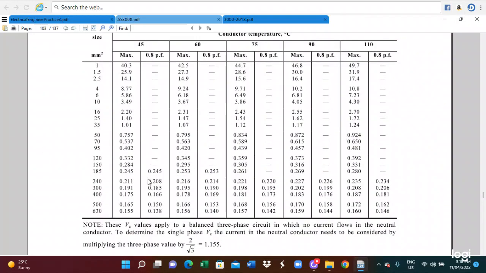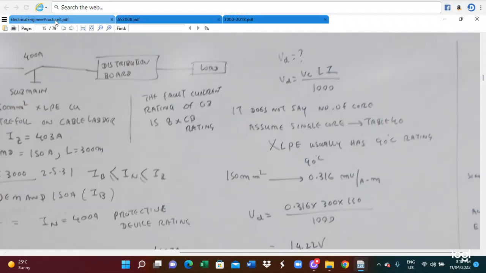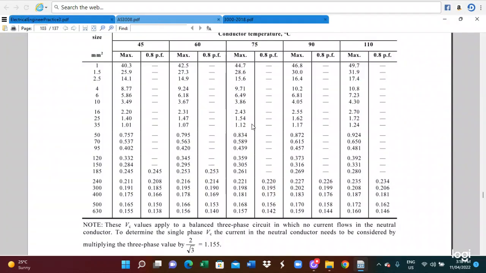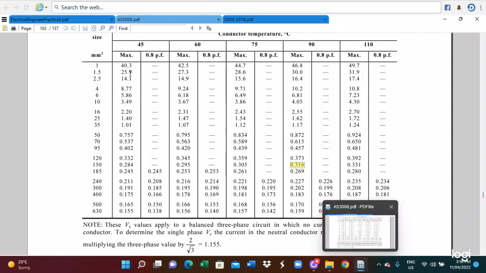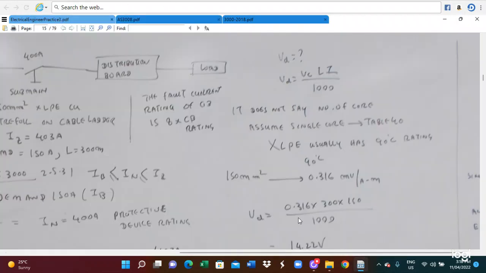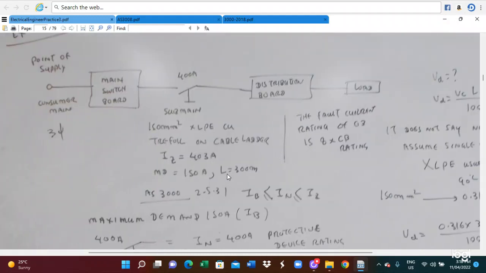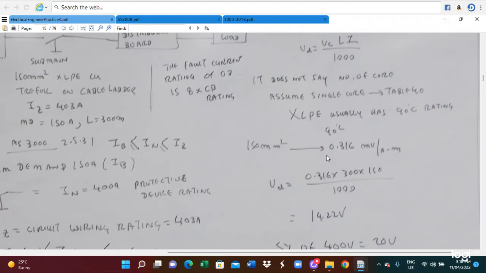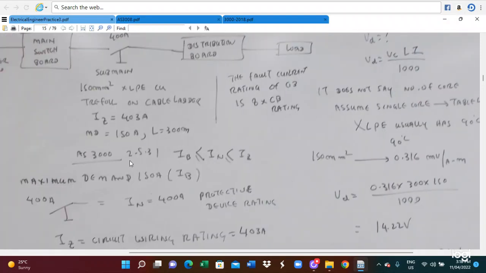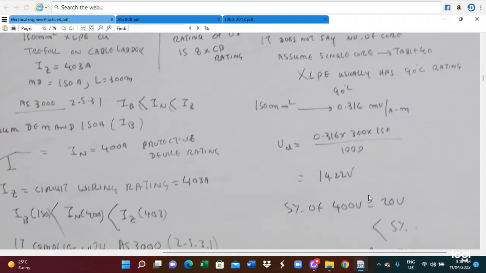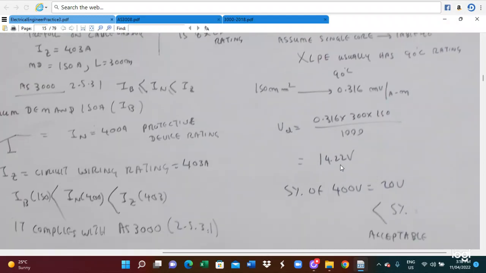So the 150 millimeter square. Then we look at the temperature: temperature 90 degrees centigrade, 150 millimeter square, gives 0.316. So this 0.316 is our VC value. The length of the cable we calculate is 300 meter, and the maximum demand current is 150. Substituting, we get the voltage drop of 40.22 volt.